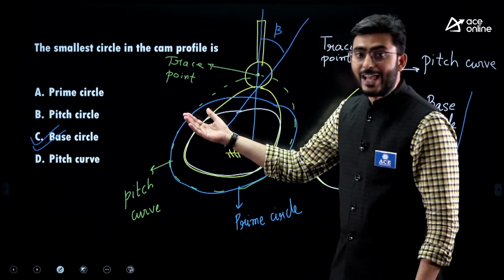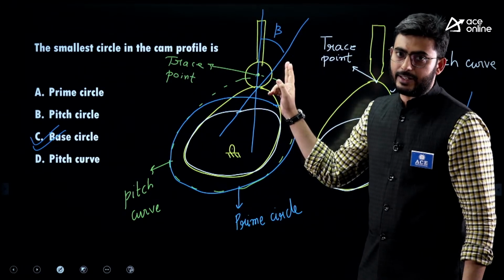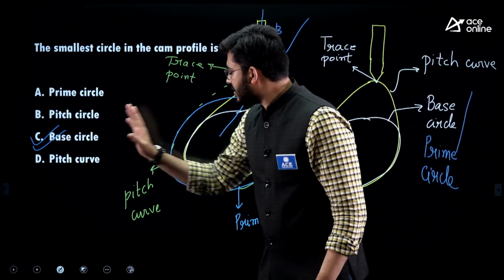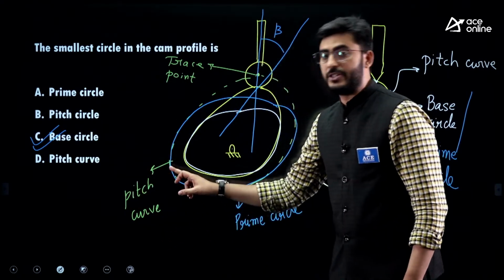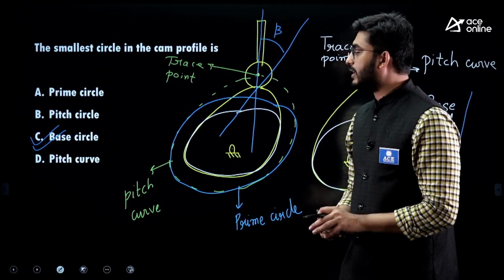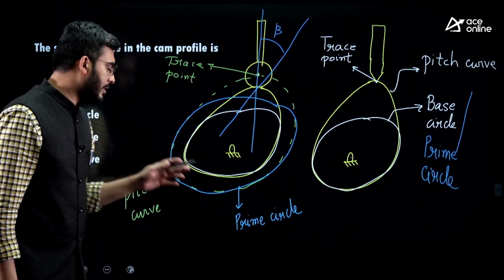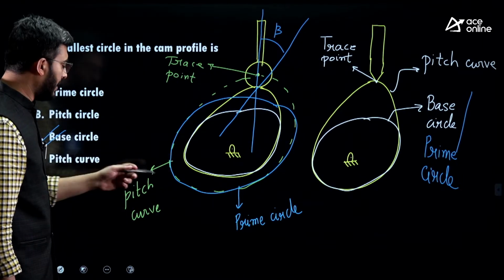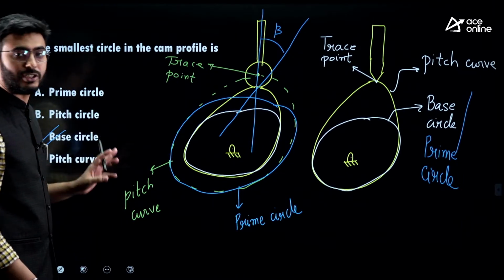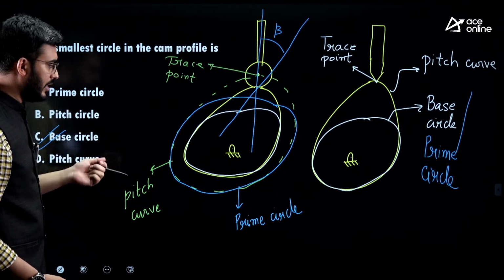So the pitch circle has something to do with the pressure angle. Understand that. The pitch circle is nowhere related to the pitch curve. Please remember this. It is a common misconception among students, so please remember that it has no relation with the pitch curve. All right, so this is about the nomenclature of the cam.